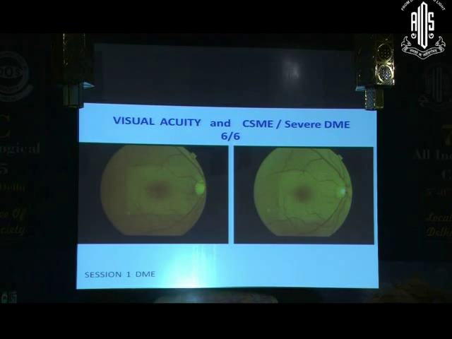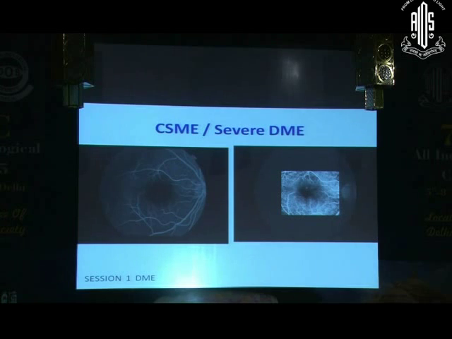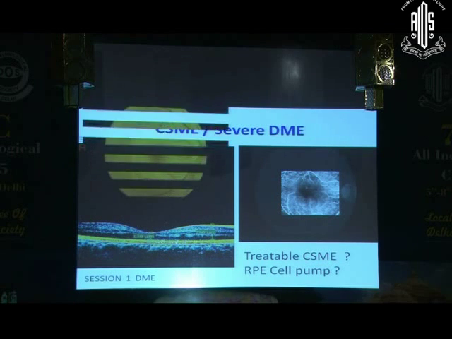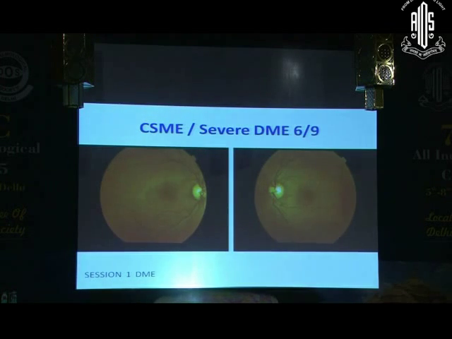This patient presented to us with a visual acuity of 6/6 with microaneurysms within the foveal zone. By definition, it is CSME or severe DME as per international classification. On angiography, we see a leaking microaneurysm within the foveal area, but OCT shows a thickness of 130 microns only. Now, as per definition, it will be treatable CSME, but here the explanation is that the RPE cell pump is so robust that it is able to pump out all the fluid, and therefore despite a microvascular leak, the patient does not show edema. Now let me run you through another case example, right and left eye of the same patient.